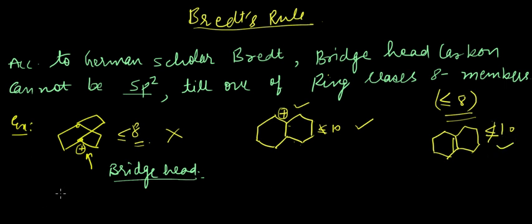Let us look into some more examples. Okay, it has a positive charge on this carbon, so is it violating Bredt's rule? No. Why? Because Bredt's rule says that it has to be a bridgehead carbon, and this carbon is not a bridgehead carbon, so sp2 hybridization on this carbon is allowed. So even though it is a less than or equal to 8 member ring, this is not violating Bredt's rule.